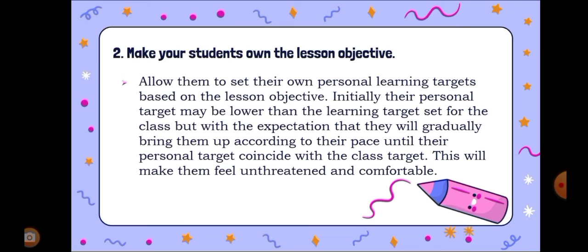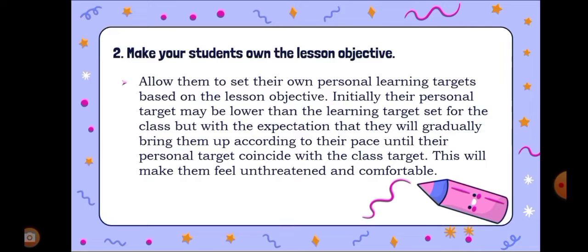So second is make your students own the lesson objective. Allow them to set their own personal learning targets based on the lesson objective. Initially, their personal target may be lower than the learning target set for the class, but with the expectation that they will gradually bring them up according to their pace until their personal target coincides with the class target. This will make them feel unthreatened and comfortable.